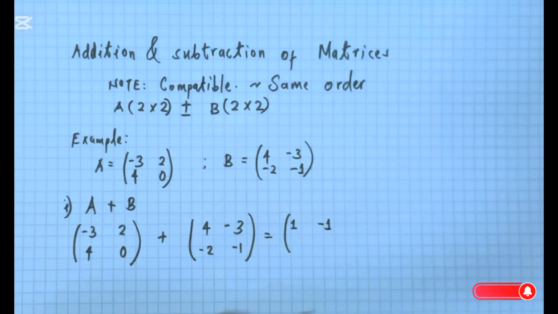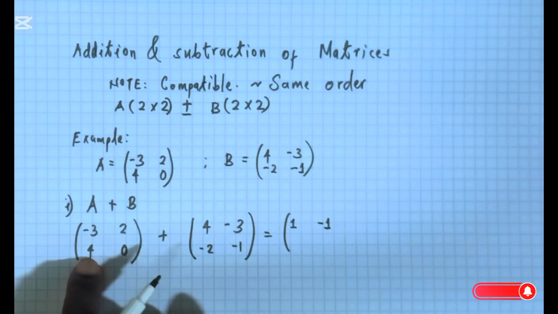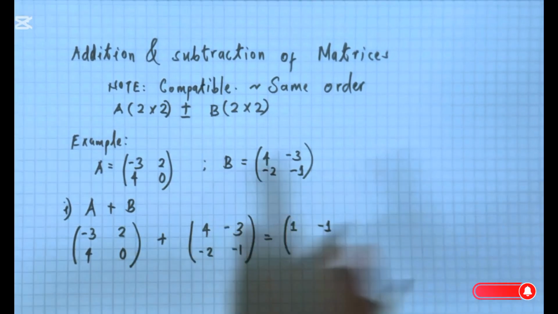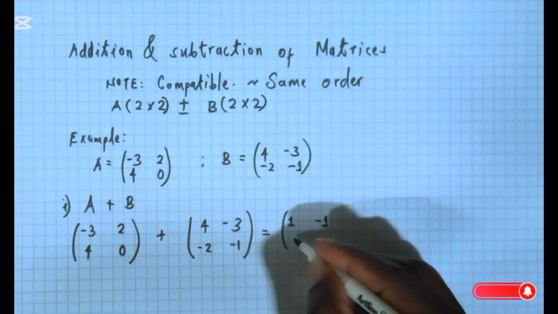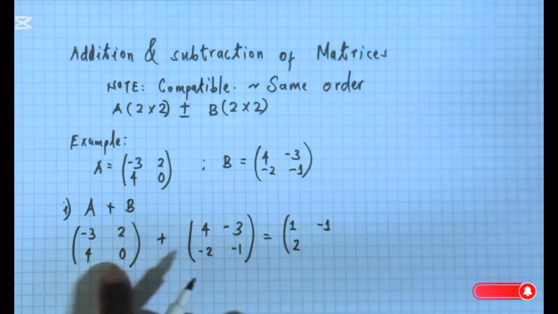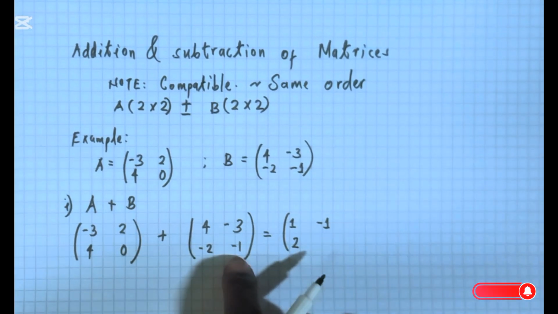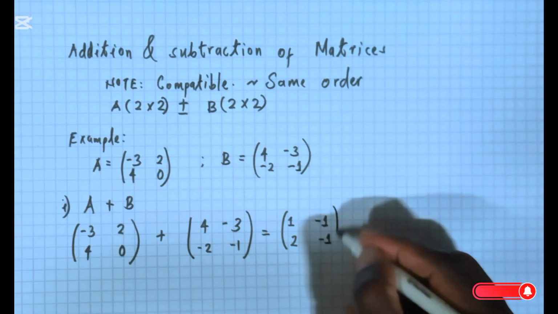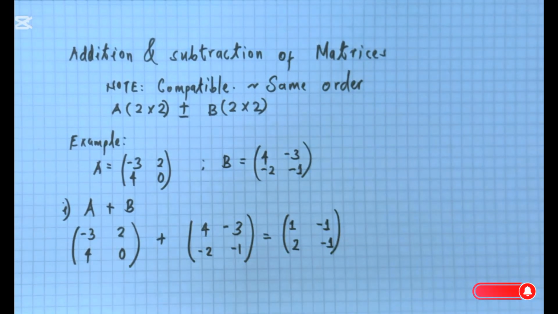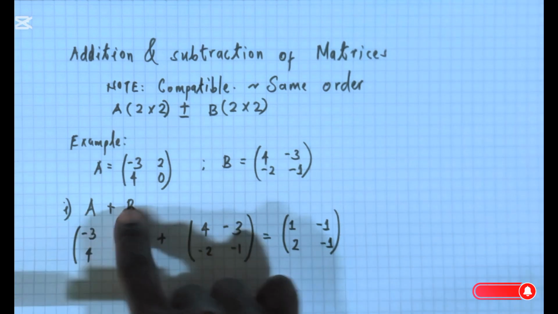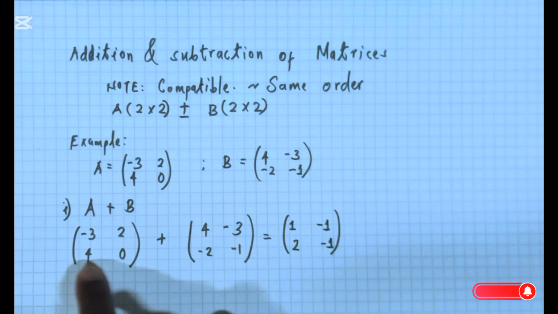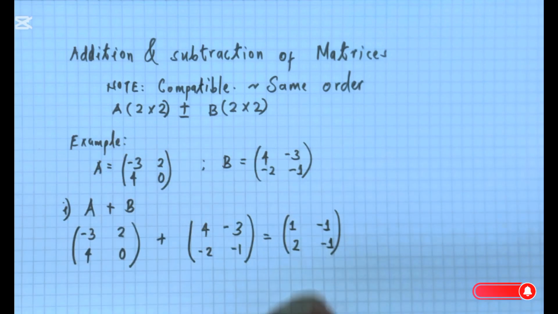So we are done with the first row. In the second row, we have 4 plus negative 2, which gives us 2. Then 0 plus negative 1 gives us negative 1. So the result of adding matrices A and B is this matrix you're seeing here, which is of the same order as the original matrices, 2 by 2.